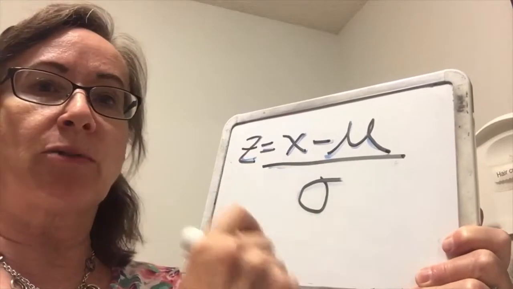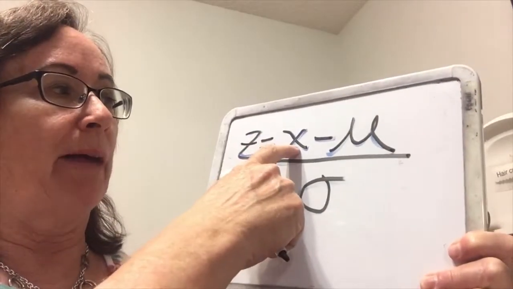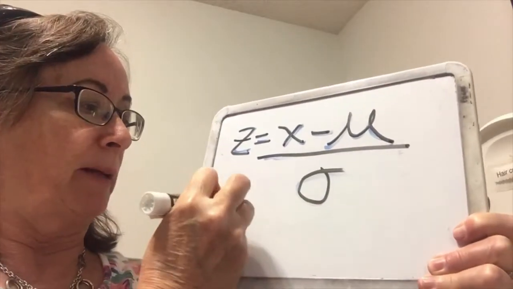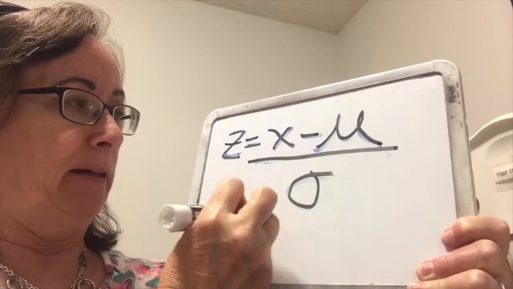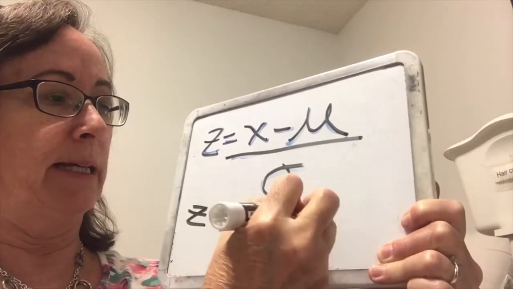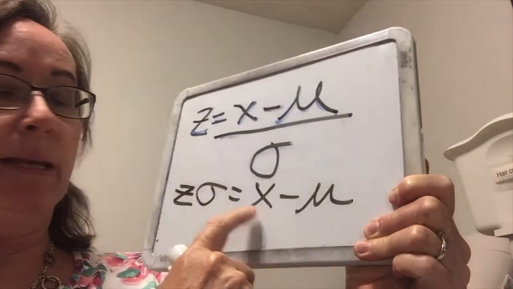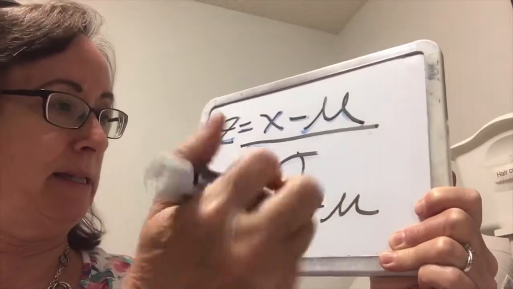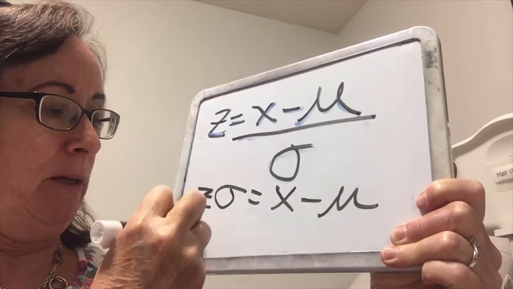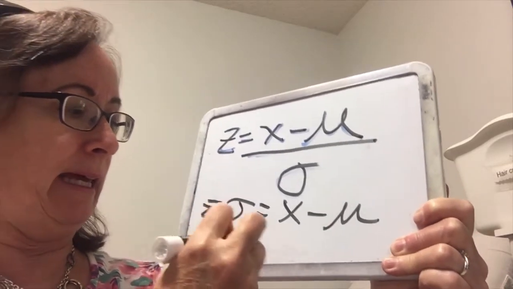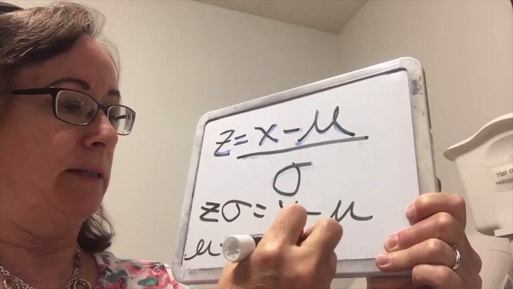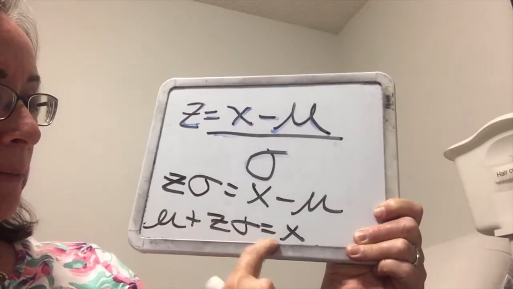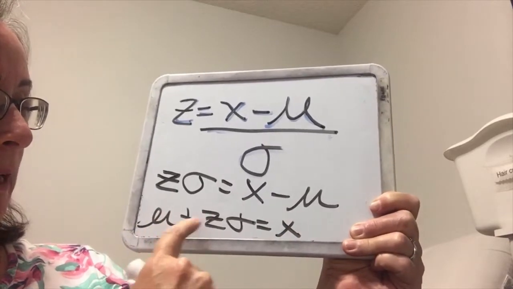So what we're going to do is try to get x by itself. So I'm going to multiply both sides of the equation by my little baby sigma here. So I'm going to get z sigma equals x minus mu. Then I'm trying to get x by itself, so I'm just going to add the mean to both sides. So I'm going to get mu plus z sigma equals x. So mu plus z sigma is x, or x is mu plus z sigma.